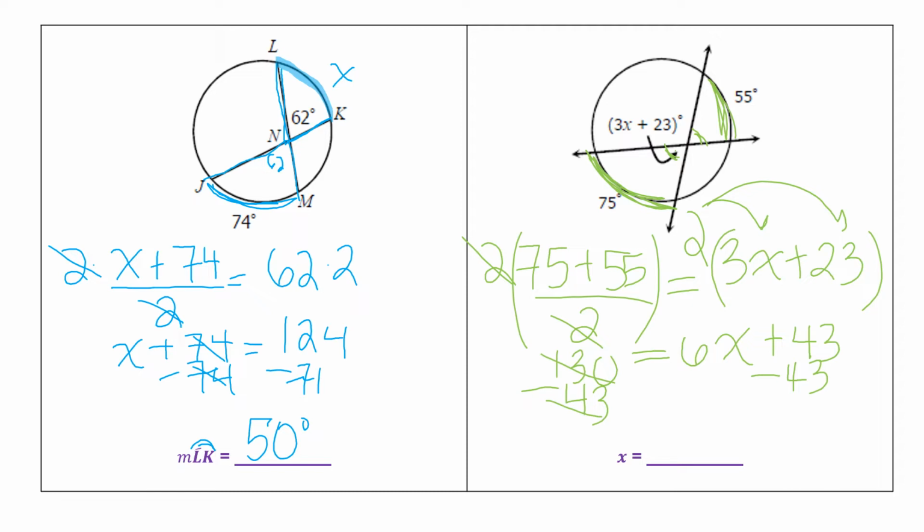Oops, that should be 46, not 43. I'm sorry. 130 minus 46 is 84. Let me change those to 46. And then 84 equals 6x, so we're going to divide by 6, which is going to give us x equals 14.